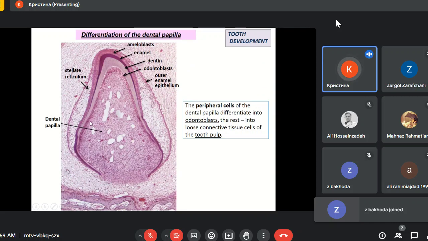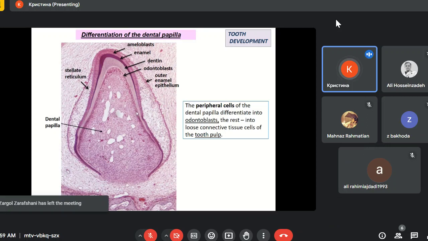The peripheral cells of the dental papilla develop into odontoblasts, which form dentin both in crown and root region, first in crown, later in root, and all the rest of the dental papilla cells develop into connective tissue of the tooth pulp.